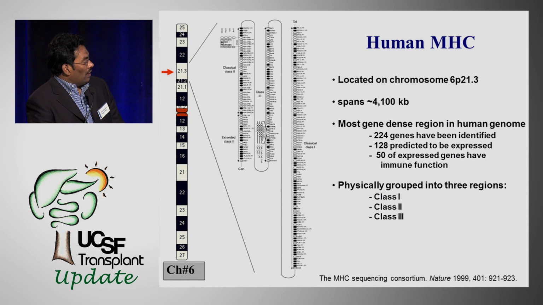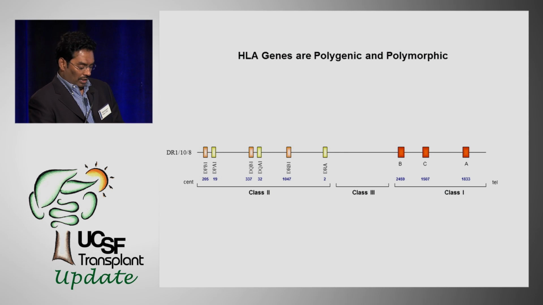Physically, this HLA or MHC region can be divided into 3 regions. Towards the telomeric region is the class 1 region. Towards the centromeric region is the class 2 region. In between these two is the class 3 region. In the next slide, I'm going to show a very simple picture of the same slide, with the class 1, class 2 and class 3 regions.